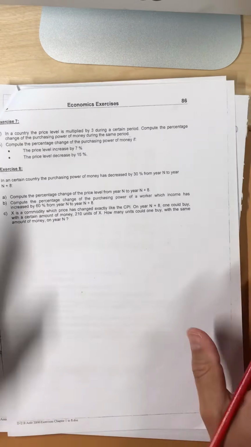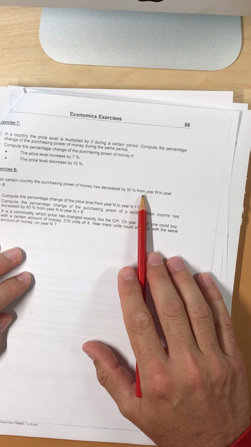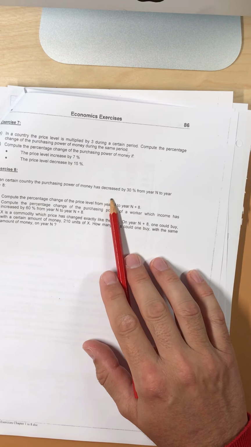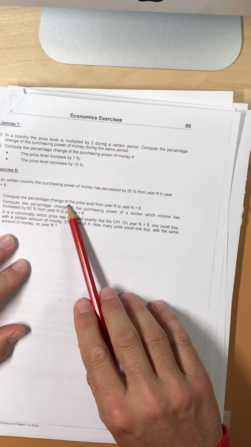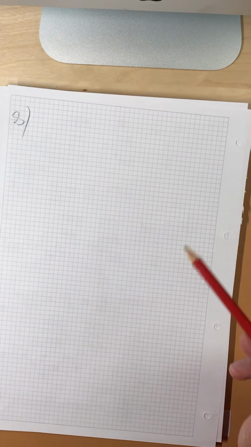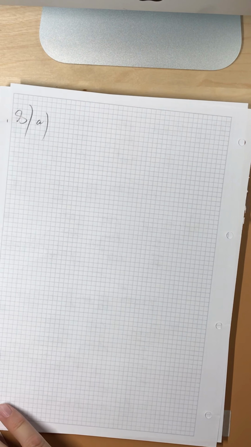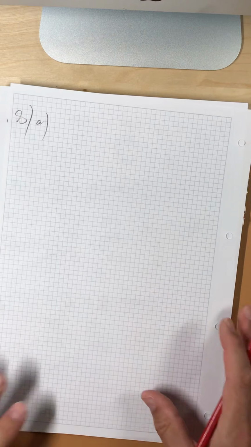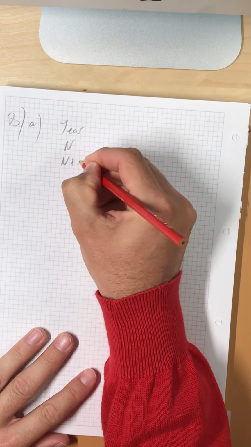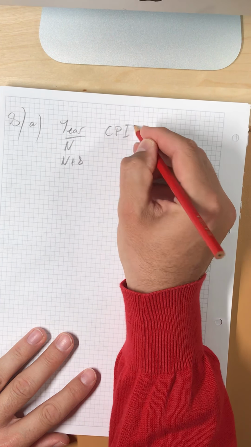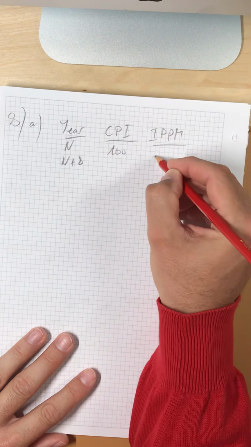So, the last exercise: in a certain country, the purchasing power of money has decreased by 30% from year n to n plus 8. Okay, so 8 years of difference. First question: compute the percentage change of the price level from year n to year n plus 8. So there you don't have figures, so you are going to invent them. Year n plus 8, the CPI, consumer price index, 100, and IPPM is 100.